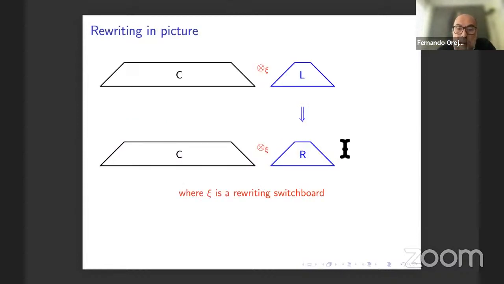So the idea is this one, as I said before. We have C and L, C composed with L. This is the drag in which we apply the transformation, and the result is C composed with R.